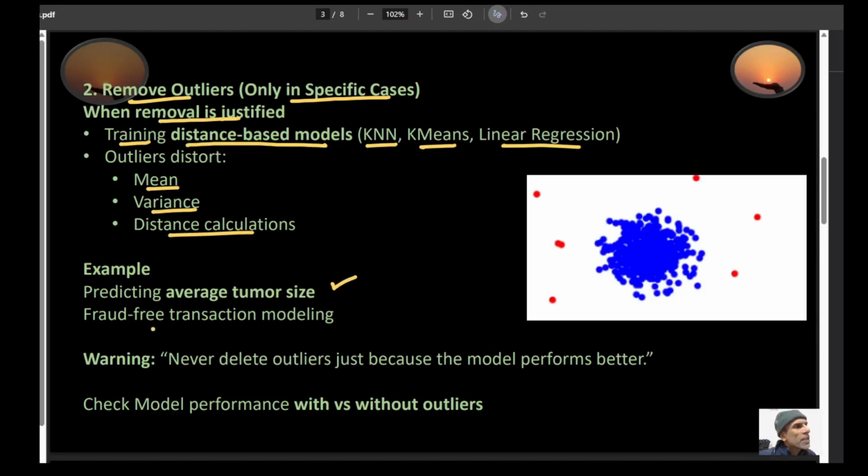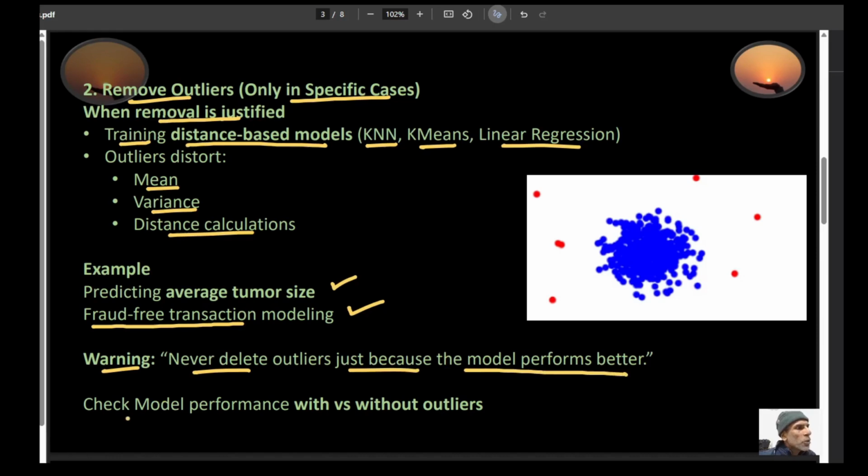Another one would be, let's say you're designing a machine learning model that is going to be a fraud-free transaction model, so you want to remove your outlier in this case. A word of warning: never delete an outlier just because your model is performing better.